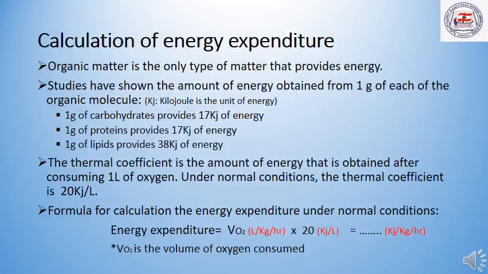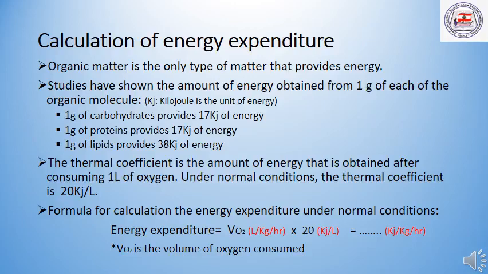To calculate the energy expenditure, first of all, you need to know that the only molecules that are able to provide us with energy are the organic molecules. Studies have shown that the amount of energy obtained from 1 gram of each of the organic molecules are as follows. Keep in mind, kilojoule is the unit of energy. 1 gram of carbohydrates provides 17 kilojoules of energy. Similarly, 1 gram of proteins provides 17 kilojoules of energy. However, 1 gram of lipids provides 38 kilojoules of energy.